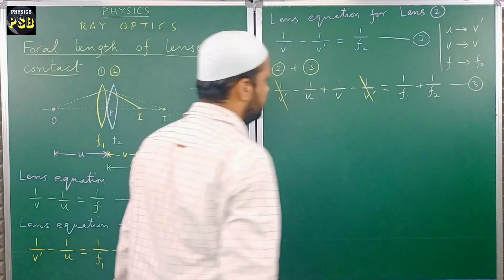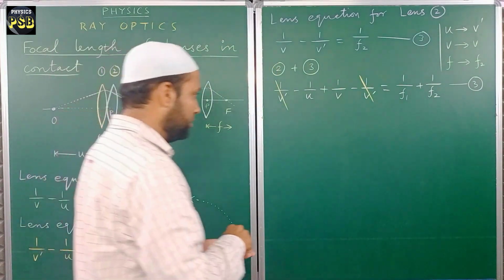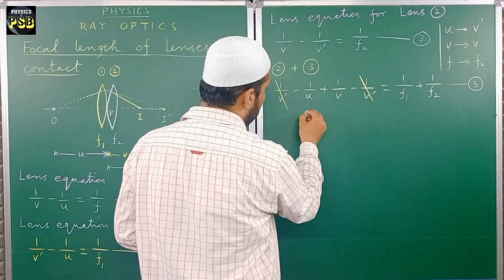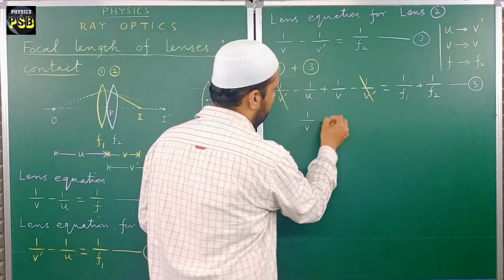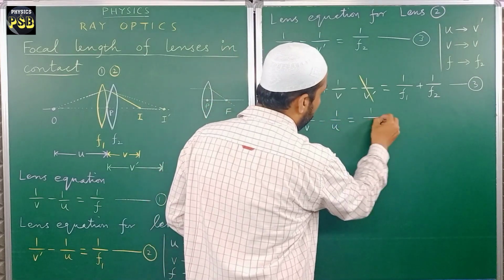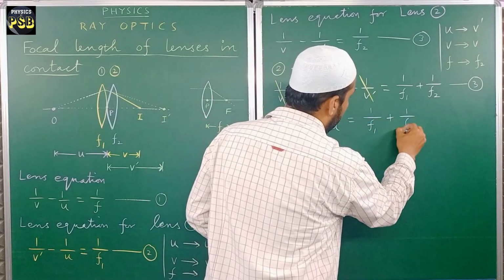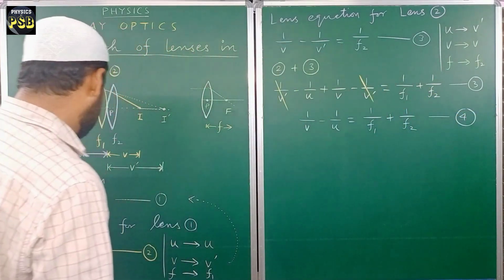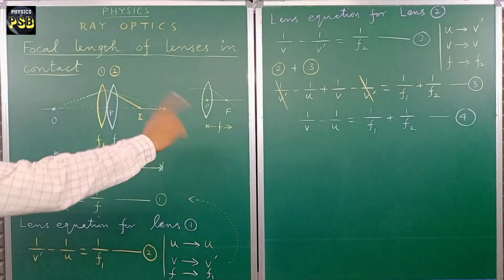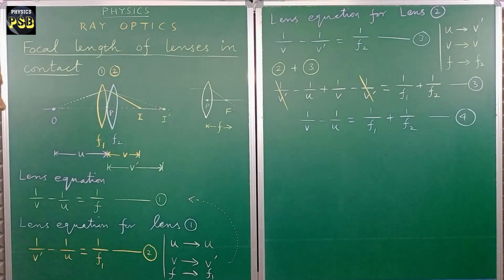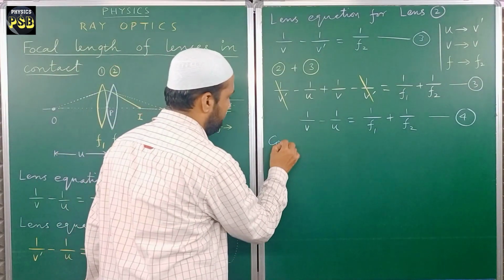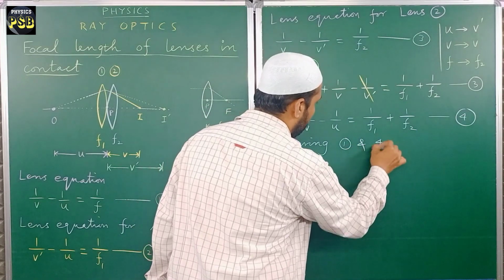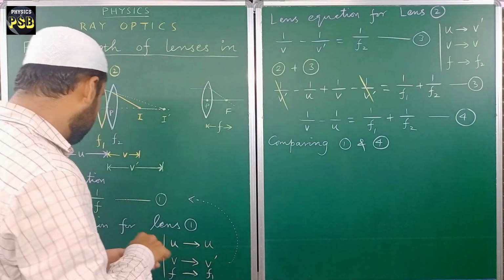These two terms cancel as they subtract, and what remains is nothing but this. I'll take the positive values first. 1 by V minus 1 by U equals 1 upon F1 plus 1 upon F2. This is chosen as equation number 4. Now I am going to compare equation number 1 with equation number 4. If we compare these two, what do we get?